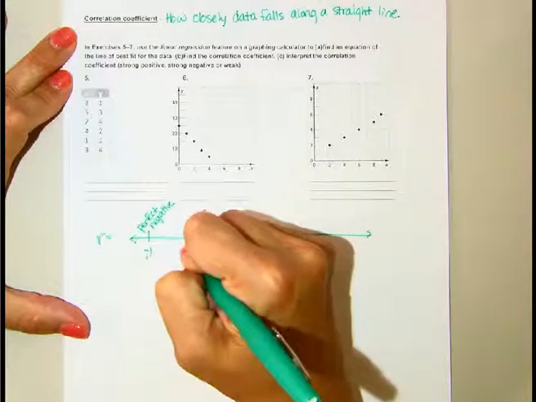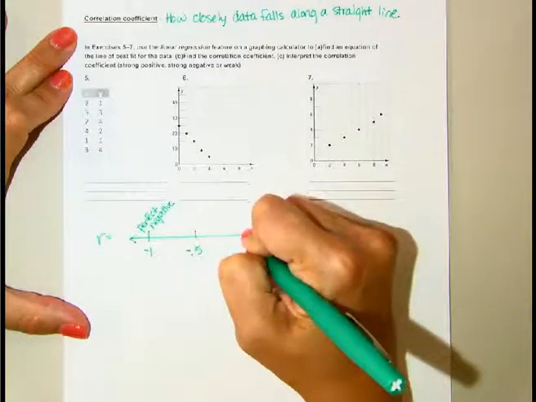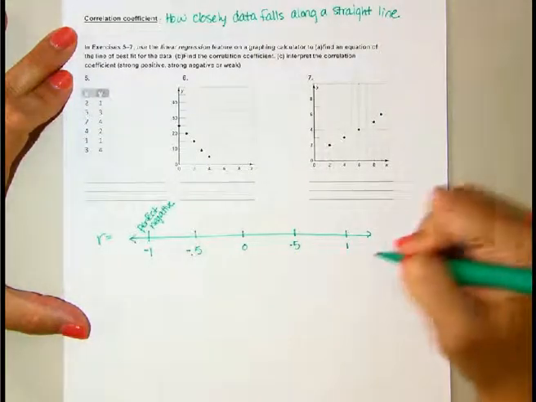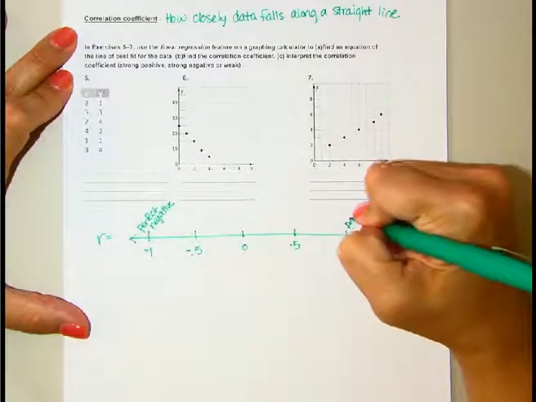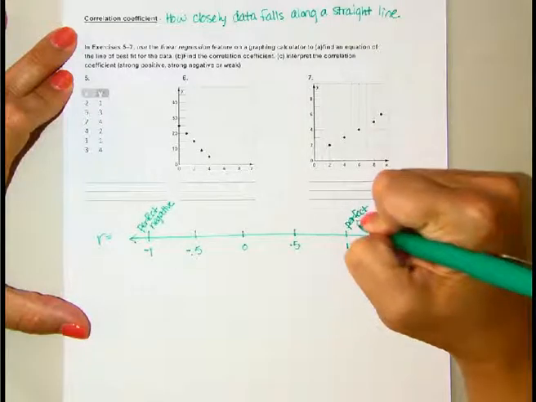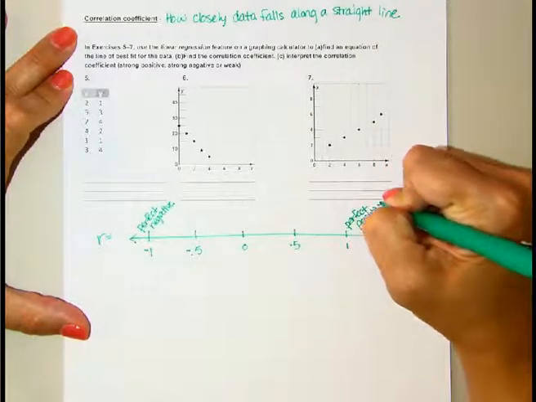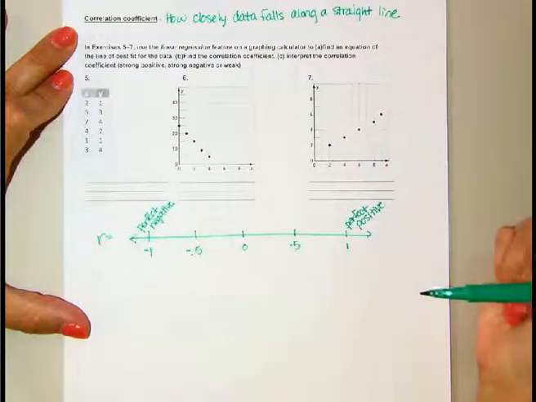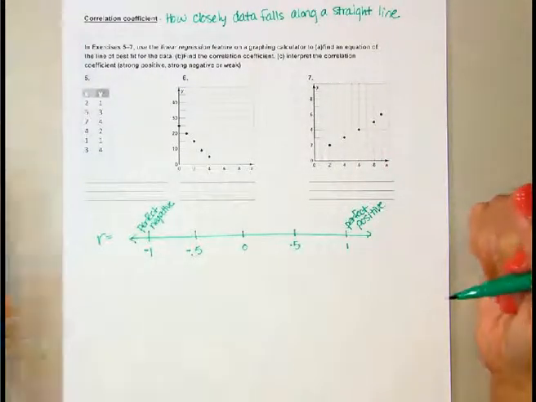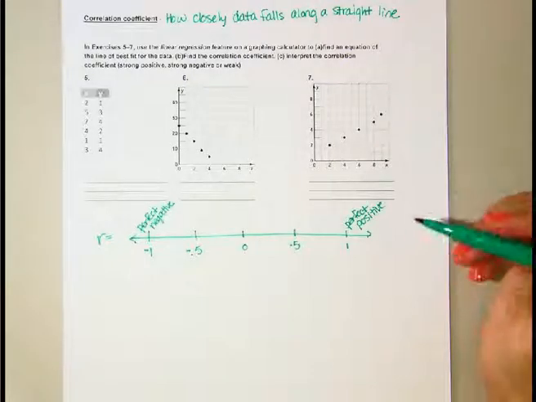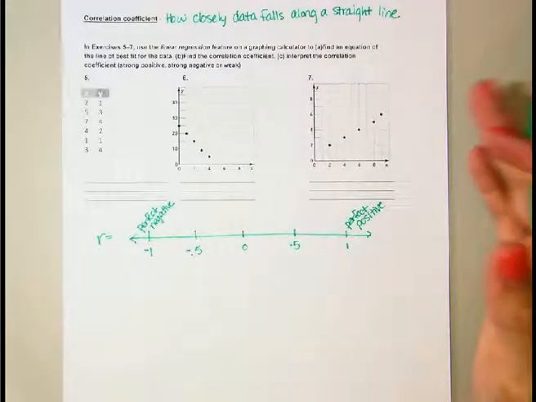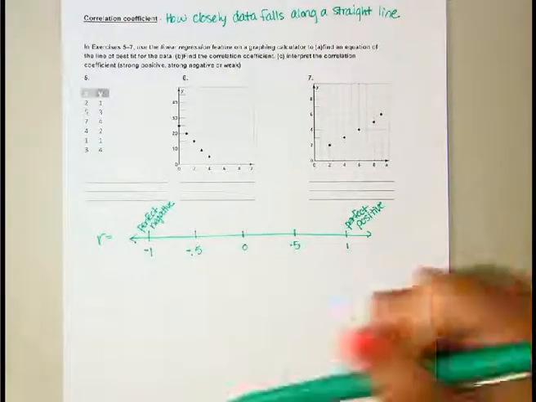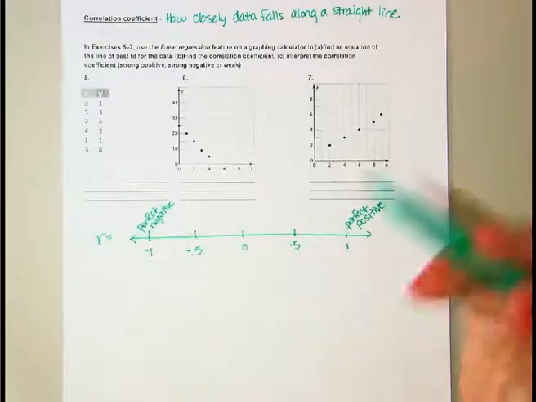Okay? Then we'll have like -0.5, 0, 0.5, and 1. Now a +1 is a perfect positive. So all the data going up here, if it were to form an exact straight line, then it would be a perfect positive. Okay? Now, they're either exact or perfect, or they're not. When you get your R values, you cannot round up to 1 or down to -1. Okay? They're either perfect or they're not.